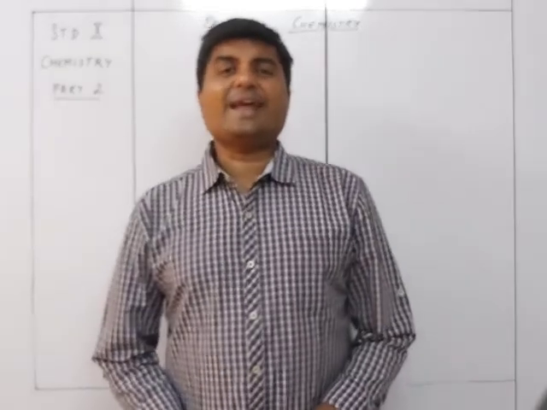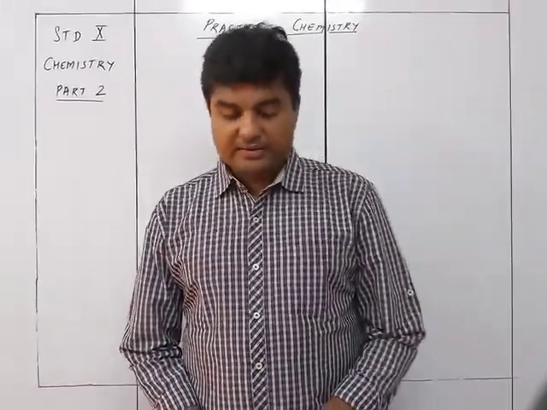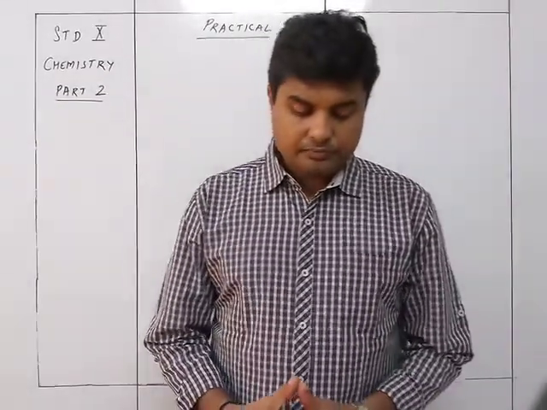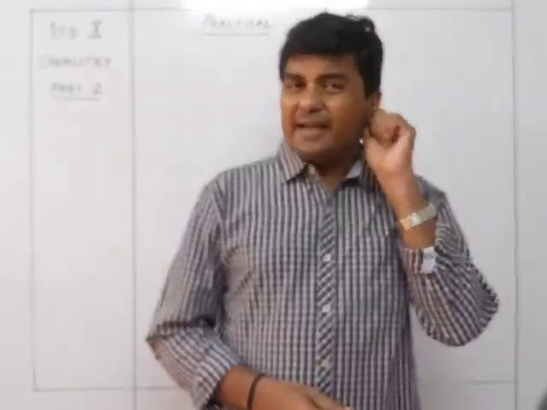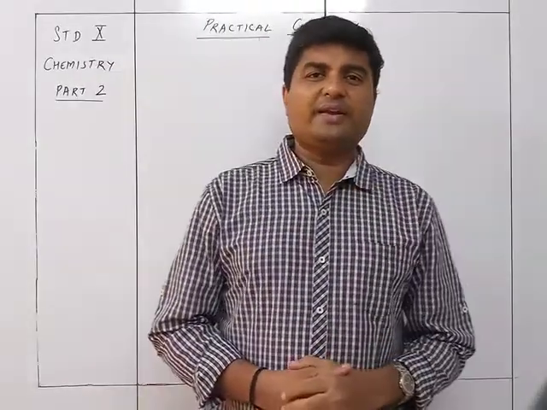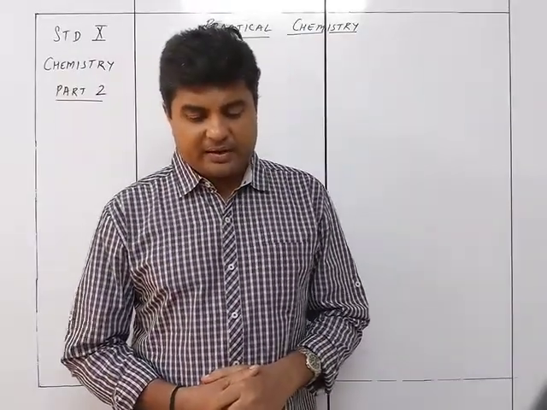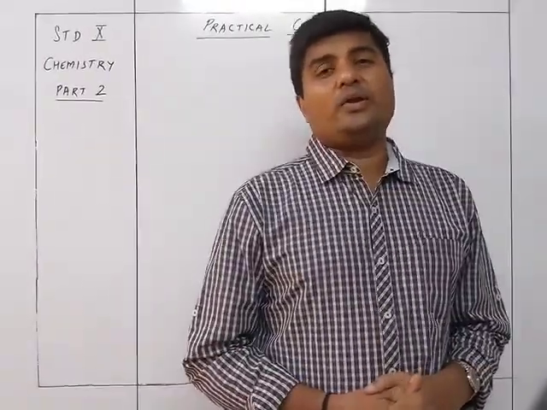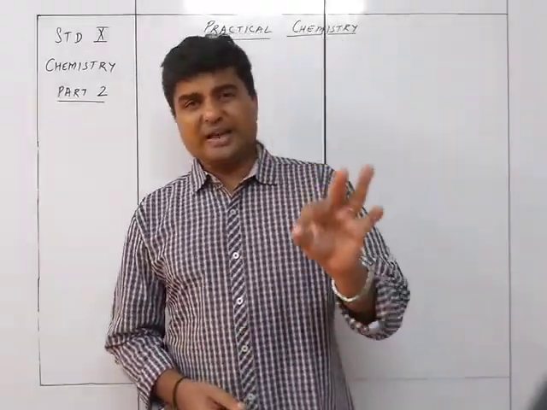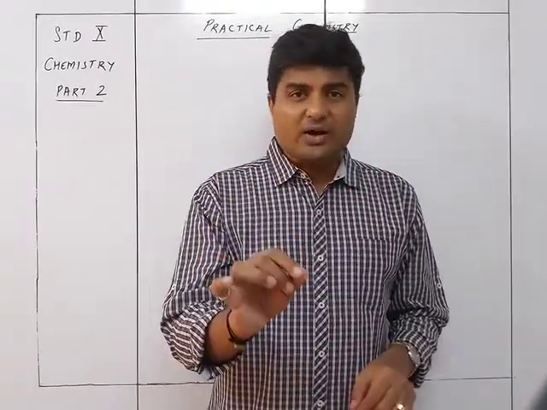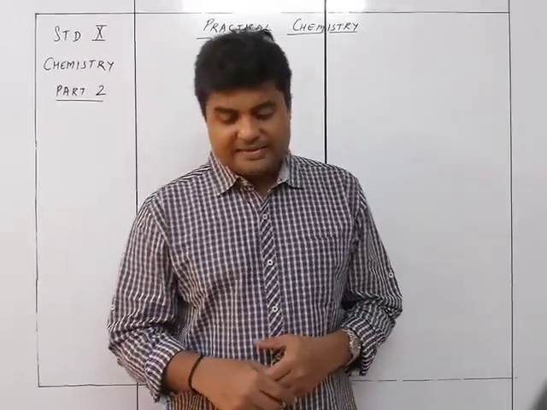The next is zinc nitrate. So the next one we have is zinc nitrate, 2Zn(NO3)2. Zinc nitrate, because of the presence of zinc, is white in color. Now any nitrate, when heated, gives you a metallic oxide plus nitrogen dioxide plus oxygen. So that's the most important part.